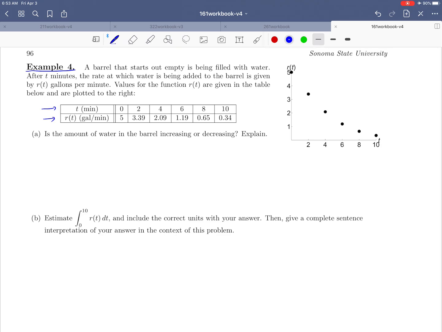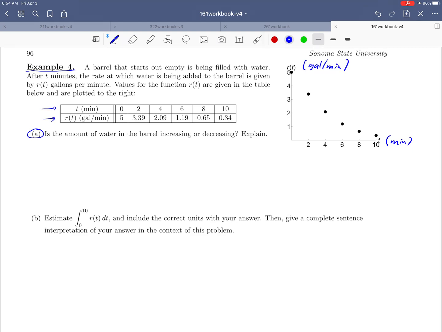Let's remind ourselves what the units are. On the horizontal axis, we're talking about time in minutes. And up here on the vertical axis, we're talking about the rate of fill in gallons per minute. So let's get started with part A. This is a conceptual question just to see if we're getting the idea of what the question is asking us here. Is the amount of water in the barrel increasing or decreasing? I'd like you to maybe take a minute here to pause the video and to just think about this problem and give me your opinion as to what you think the answer is here, increasing or decreasing.